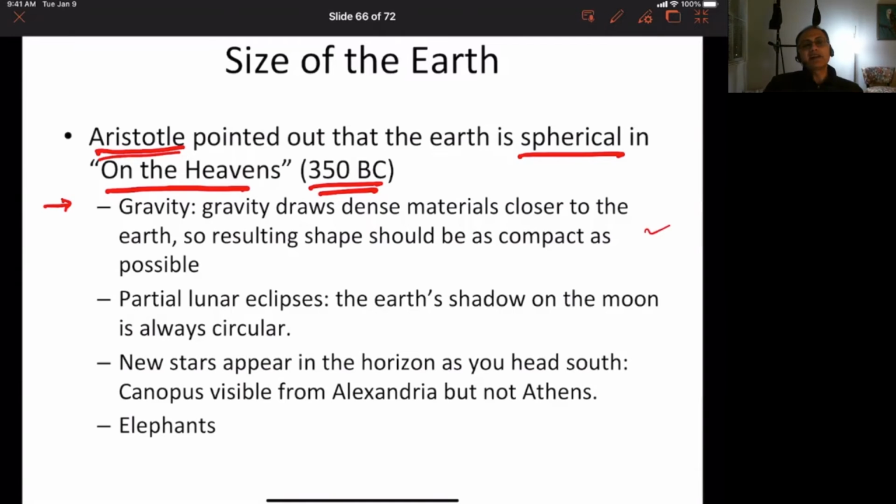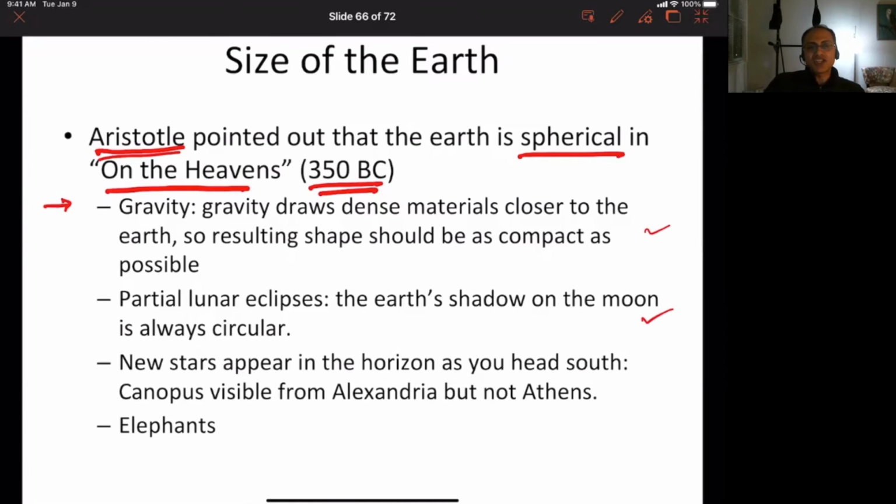The second argument that Aristotle gave was that he had seen a lot of lunar eclipses, right? And he saw that as the moon is moving into the Earth's shadow, the shadow always appears to be circular. So a part of a circle, it's an arc. So he asked himself, what shape do you have whose shadow is always an arc of a circle? And the answer is that it has to be a sphere.